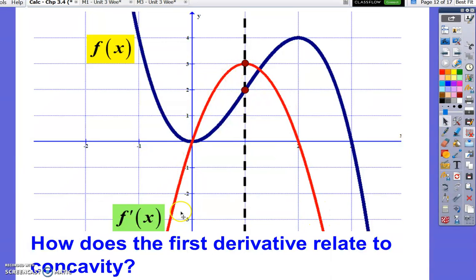We're going to stare at this picture for a little while and come up with a conjecture. Go ahead and pause the video and think about it for a minute. How is the first derivative related to concavity? What happens to the first derivative? Is there a relationship? Again, you're pausing, you're making a guess. What do you think?